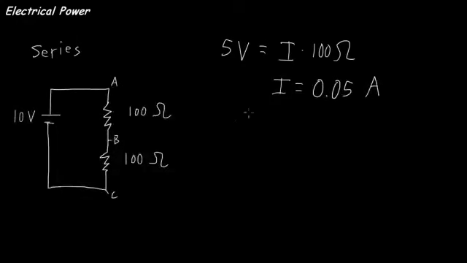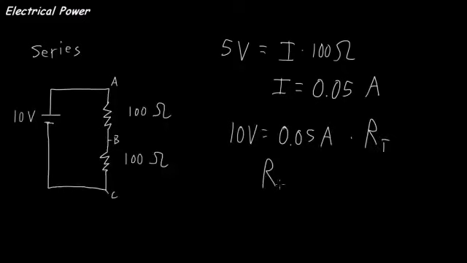So if I know that the entire loop has 0.05 amps, and I know I have 10 volts across the battery, I can figure out the total resistance. So I have 10 volts equals 0.05 amps times the total resistance. And I can solve that, and I get the total resistance is equal to 200 ohms, which is the sum of these two. So in general, when you have resistors in series, they add together.